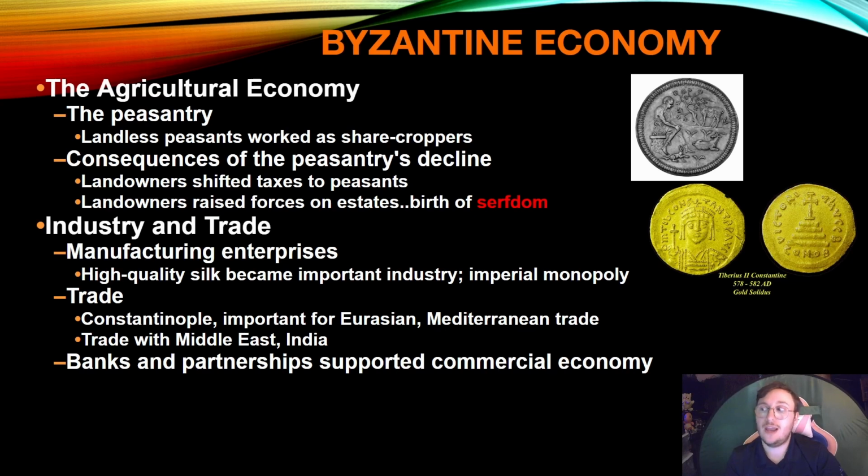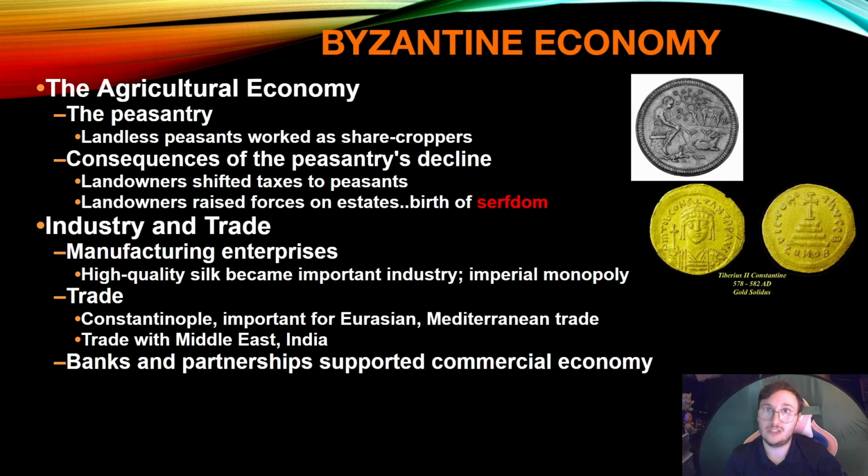Now, industry and trade at this time. Industry is going to be manufacturing. The Byzantines are going to get their hands on silkworms from China. Some monks go to China and they bring back silkworms, which were very protected. They hid them in their walking sticks, their hollowed-out walking sticks.